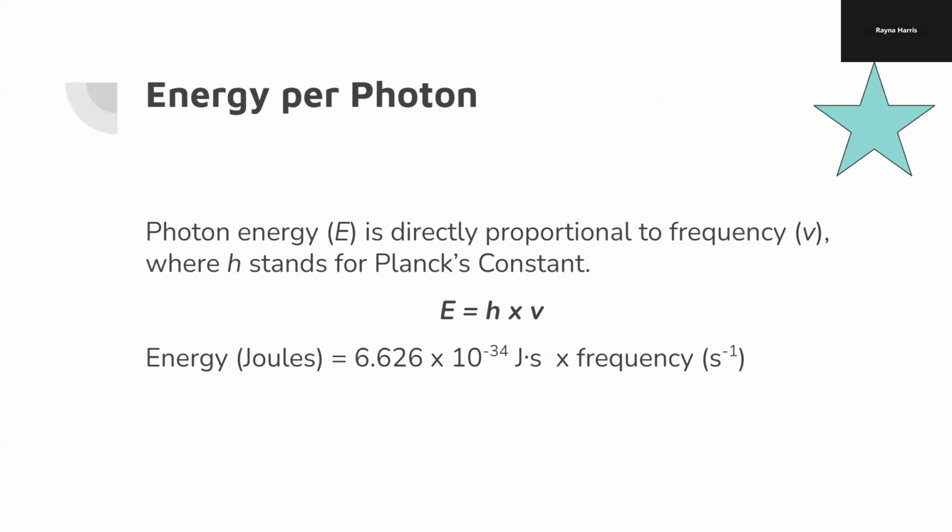Sorry, Planck's constant is in joules times seconds. And frequency is in inverse seconds. So if we multiply those two together, the seconds cross out and we just get joules. Planck's constant, we can look it up, it's on your sheet: 6.626 times 10 to the negative 34 joule seconds.